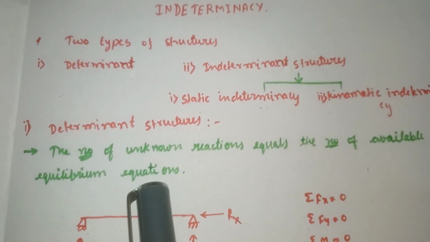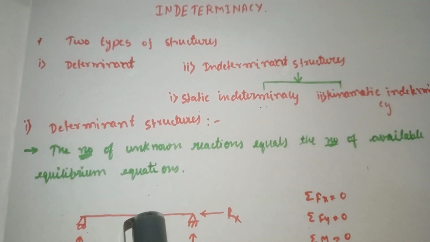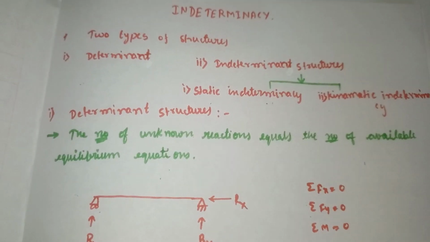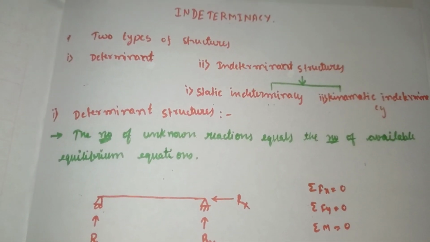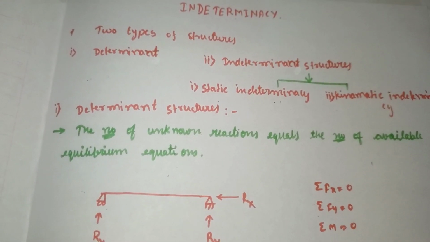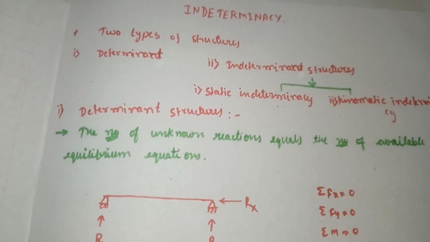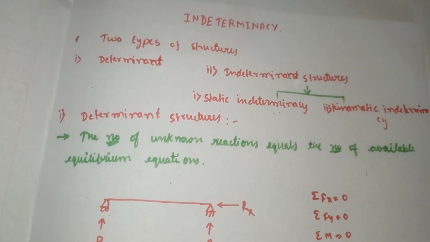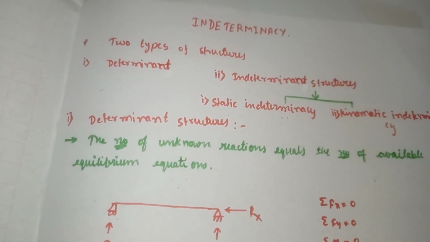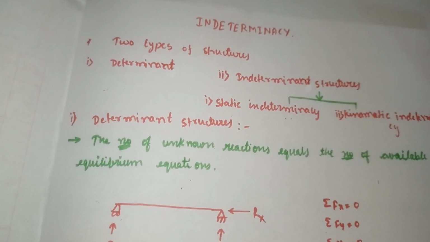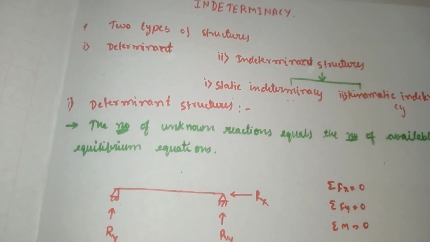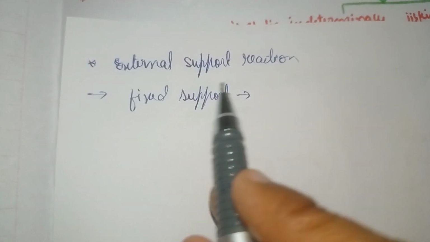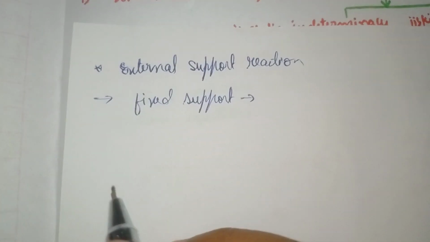Before starting this we'll see some basic structures. In that we'll first see the external support reactions: how many reactions are there and what is the function of each reaction. If you have any type of support, the body should have a supporting system, and whichever support the body is resting on, whether it's fixed, roller or hinged, we'll see the development of reactions. So in the external support reactions, we'll first see fixed support.